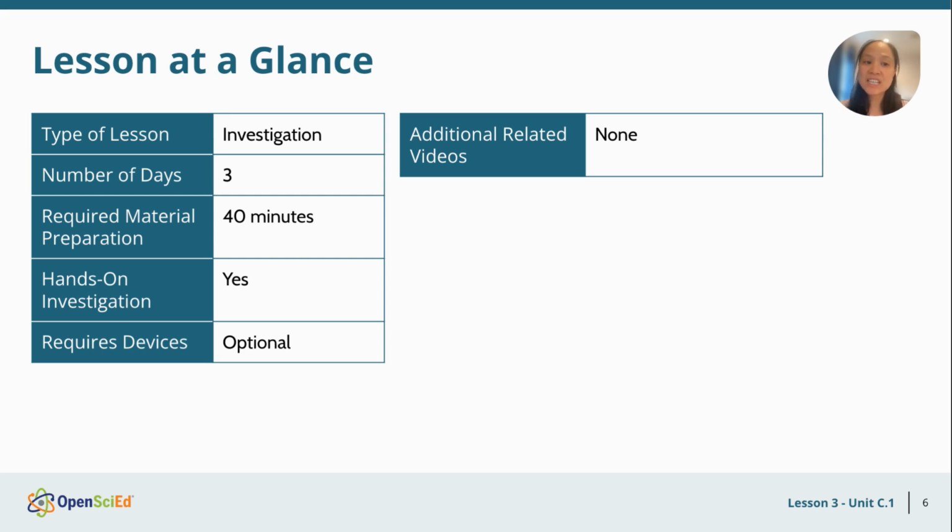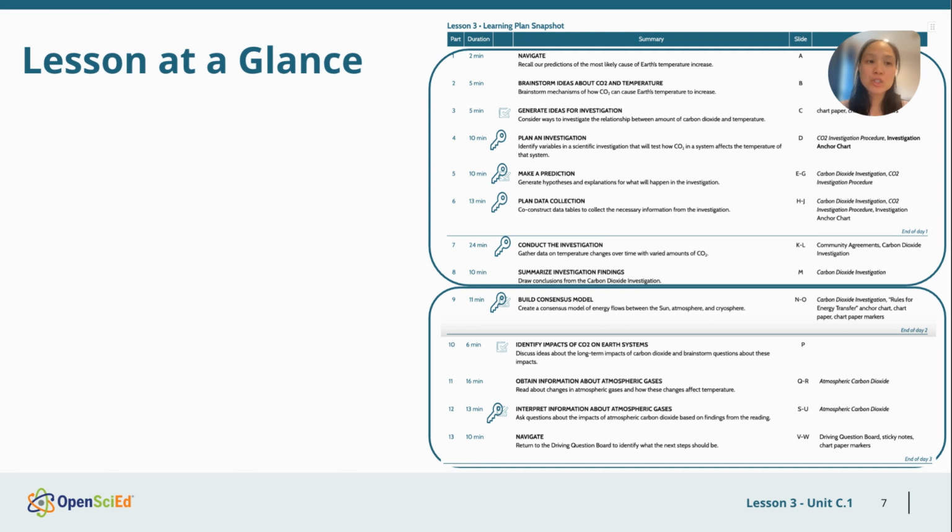Lesson 3 takes three 45-minute days. It involves a hands-on investigation, the carbon dioxide lab. The 40 minutes of material preparation listed here is mainly to prepare the materials for the carbon dioxide lab. Students do not need to use their individual devices unless you would like them to explore the atmospheric carbon dioxide reading using their own digital copies. There are 2 lesson chunks over the course of the 3 days.